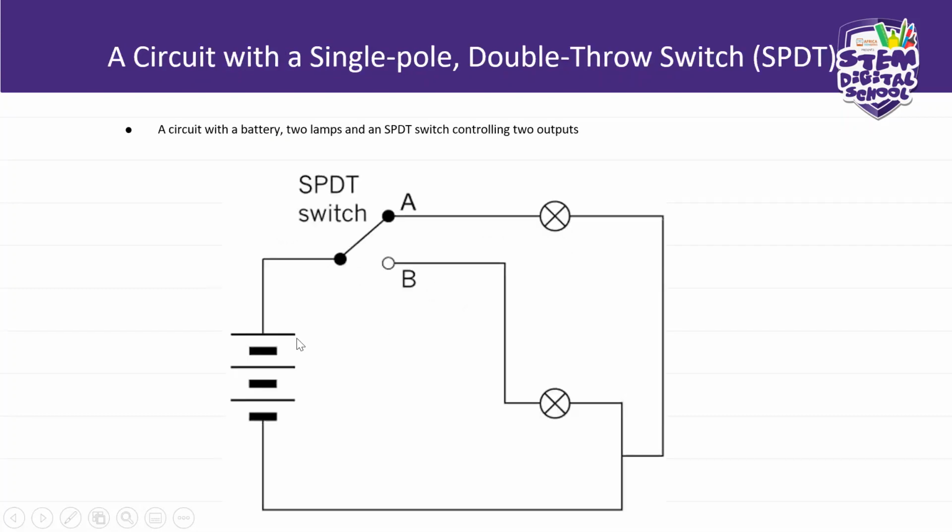Right, let's look at the application of these switches. Now, a circuit with a single pole double throw switch is like this one. It is called the SPDT switch, single pole, double throw. You look at the first throw labeled A. You have an output component there. And what is this output component?